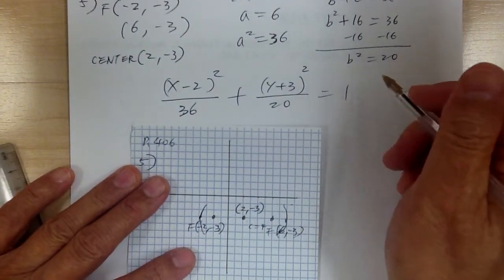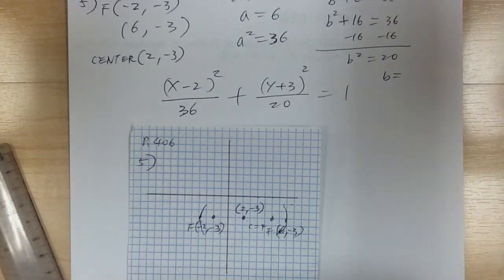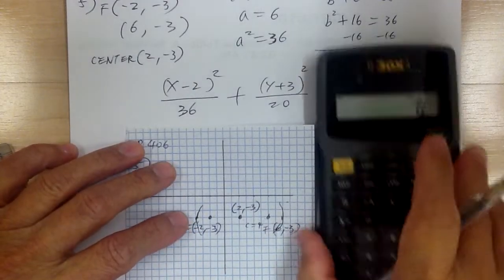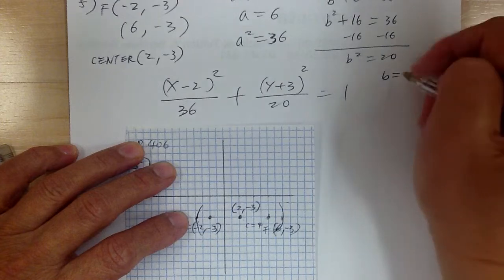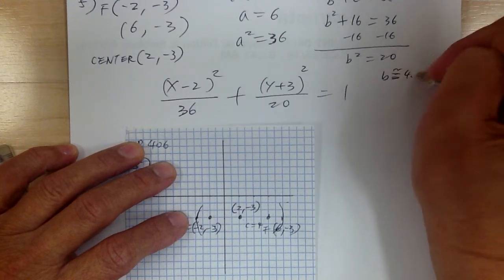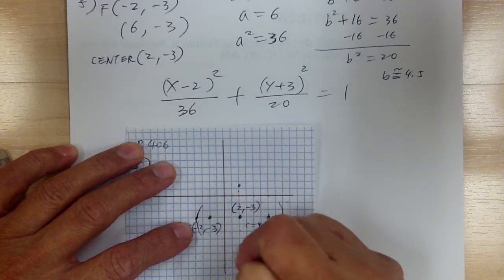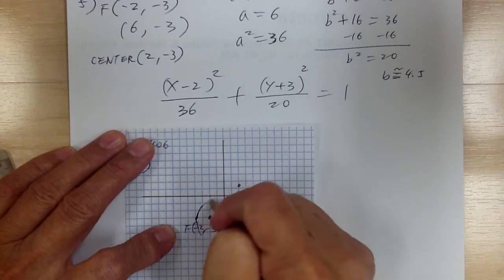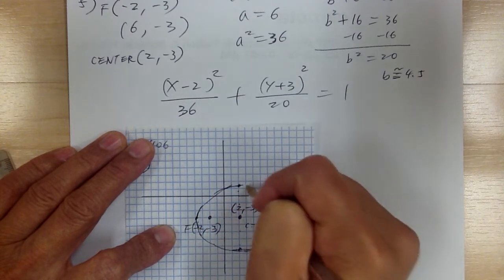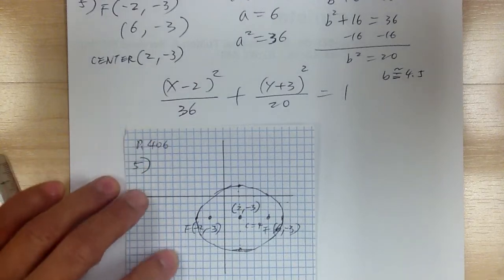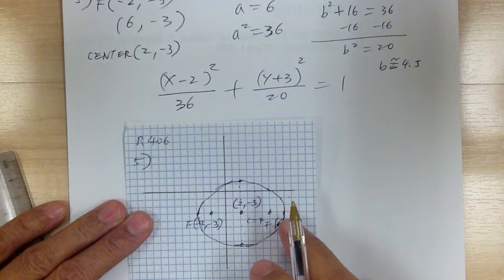Now if you want to graph, then you have to figure out the b. So b will equal, get your calculator, the square root of 20, so about 4.5. So this is it. Here's your equation and here's your graph.